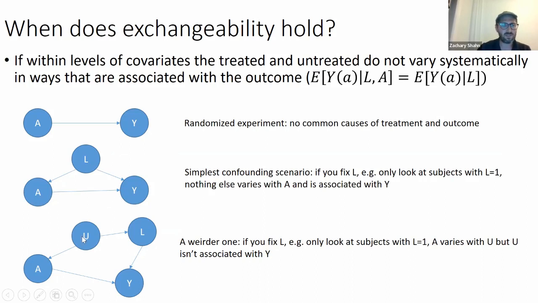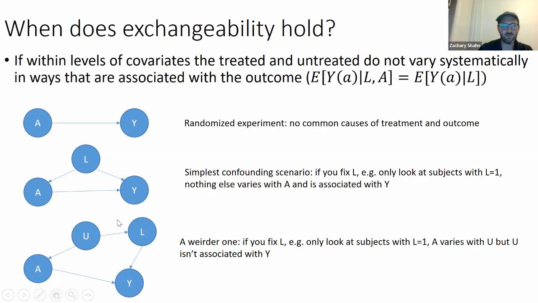And here's a slightly weirder one. Let's say there's some unobserved covariate U, which causes A, the treatment, and there's a measured covariate L, and U only influences the outcome through L. So now let's fix L to be 1. So we're only looking at the L equals 1 people. The treated and untreated people will now differ in their U values, definitely, right? Because U causes A. But since U only causes Y through L, and we're fixing L, then the treated and untreated's difference in U has no impact on Y, because everyone has L equals 1.